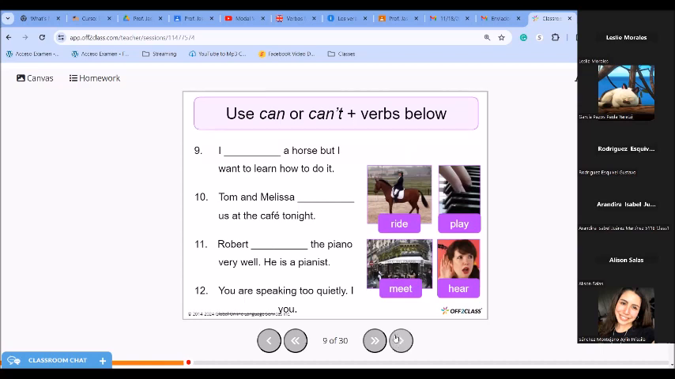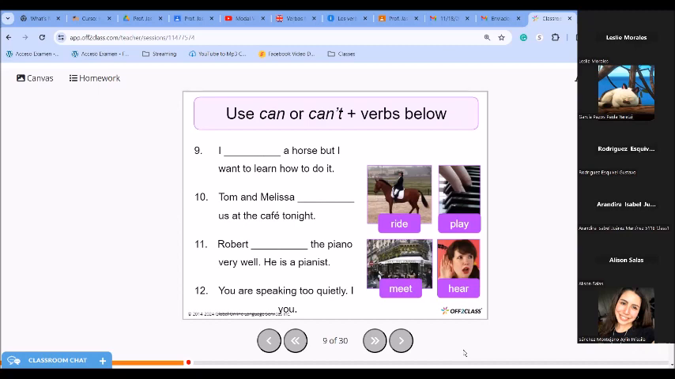I can ride a horse, but I want to learn how to do it. Exactly. I cannot or I can't, but I want to learn. Good. All right. Alondra, can you hear us? Is your microphone working?